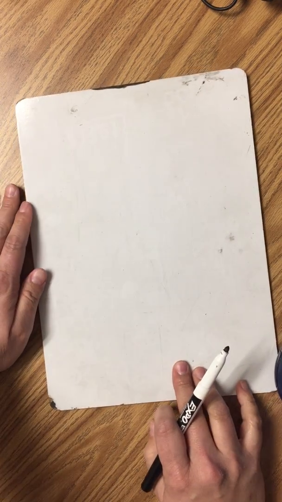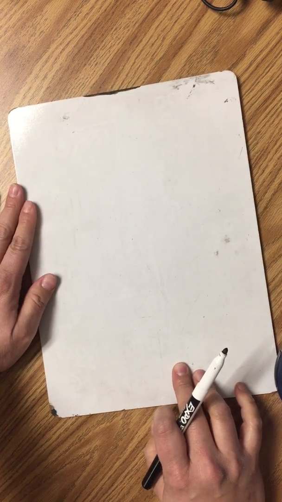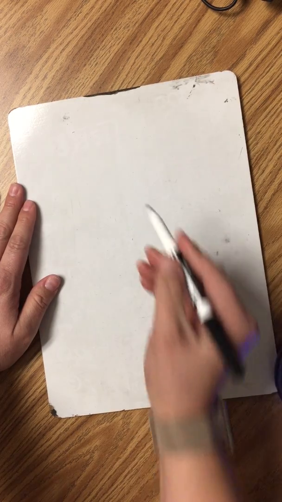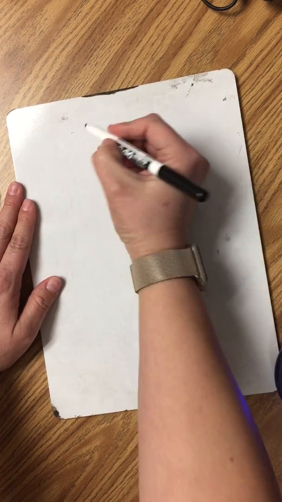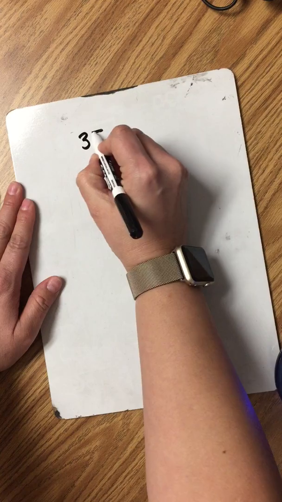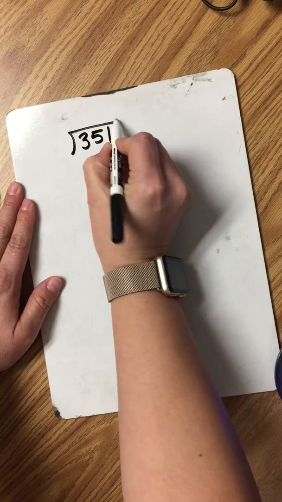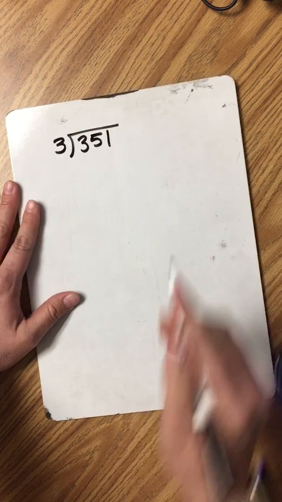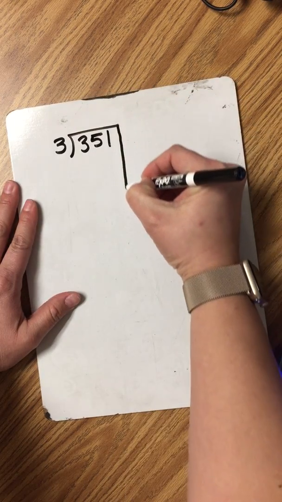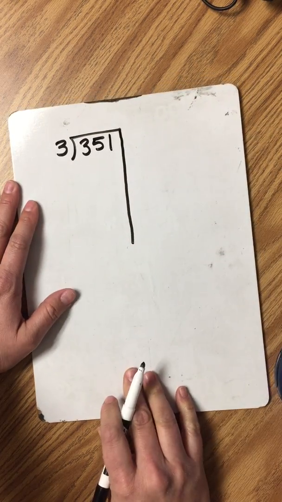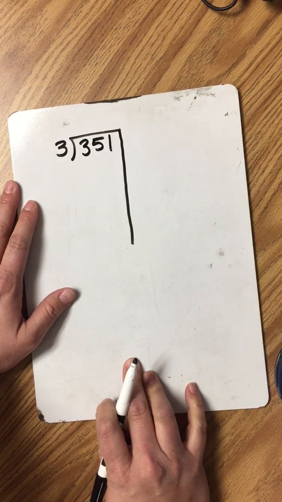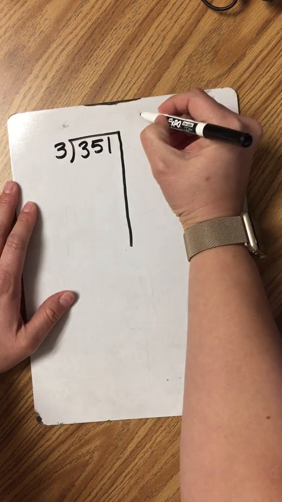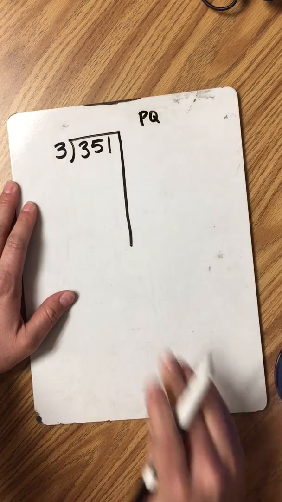So when solving for partial quotients, the way that you set up your problem, and for this example, would be to write 351 divided by 3. And to separate where you write your partial quotients, you can draw a line going down the side just like that. Now, to remind myself to list partial quotients on the side, I write PQ over there.